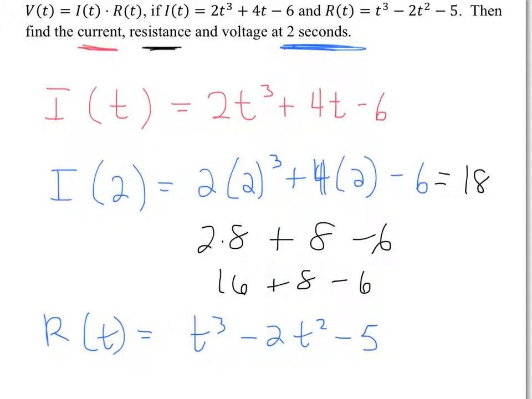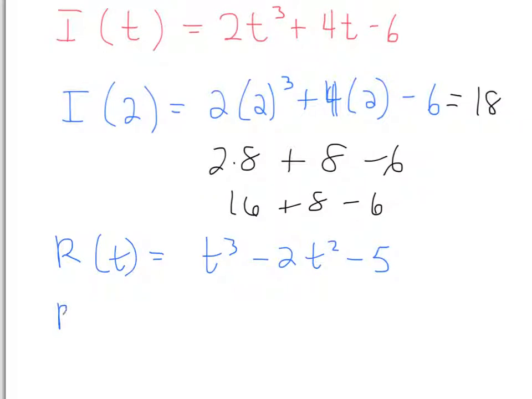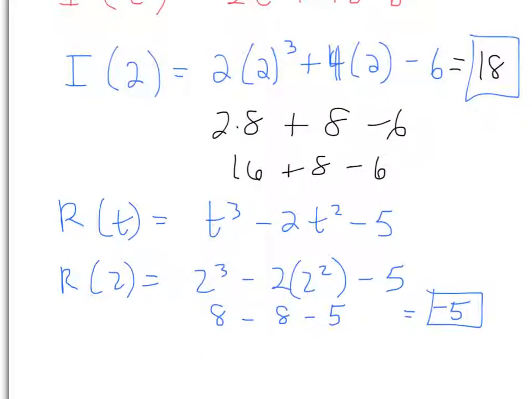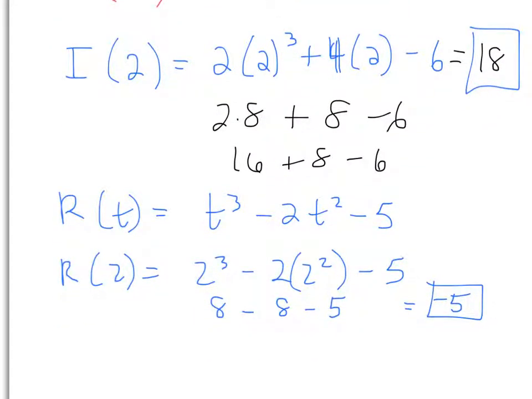All right, now plug in a 2 for t. Oops, that's cube, that should be square. So we're going to 8. Looks like minus 8 minus 5. What are you going to get as a result? Negative 5. Okay, which I should change these numbers for next year. You shouldn't get a negative resistance. A negative resistance would mean it actually helps the electrons flow.